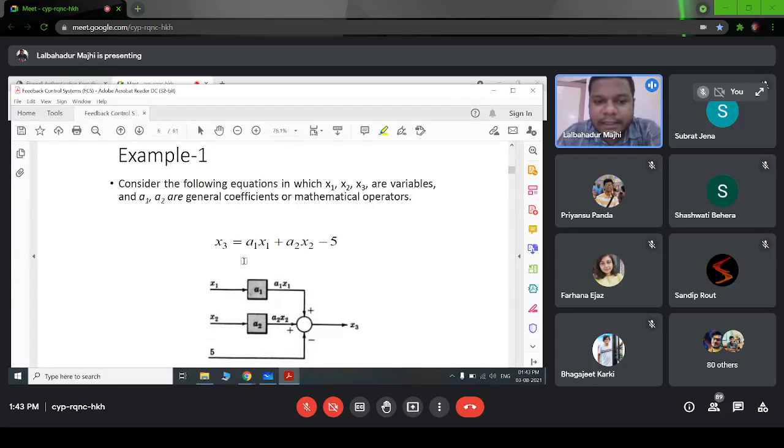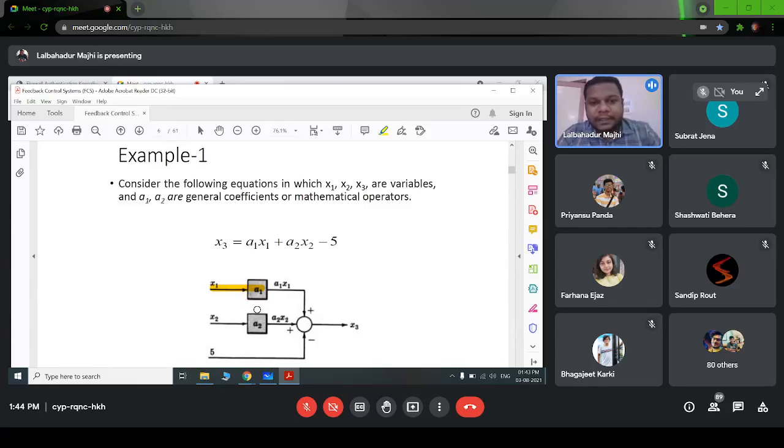Similarly, we can represent our A1 x1 like this: x1, and there will be this arrow mark, the flow of signal, and this rectangular block will contain the coefficient or the constant terms. This x1 is our variable, right? So the variable will be represented on this arrow mark: x1, x2, and x3. And these are general coefficients. These will be represented in this rectangular block.